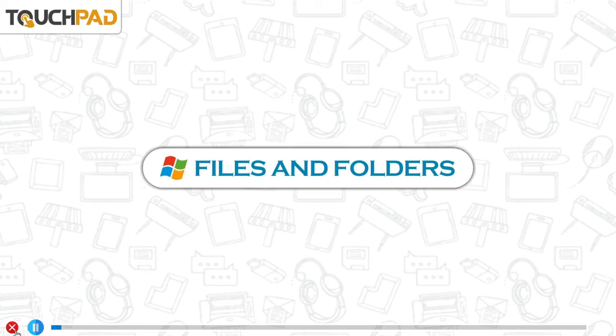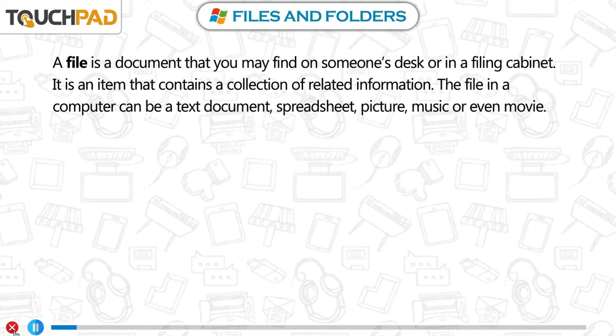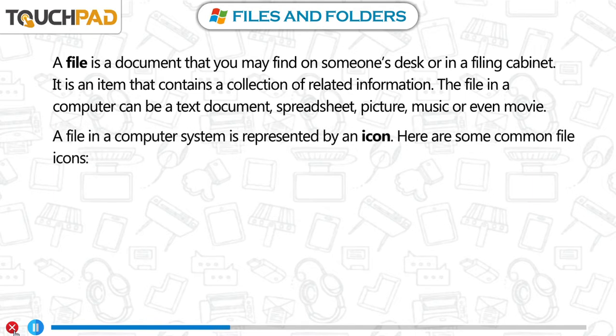Files and folders. A file is a document that you may find on someone's desk or in a filing cabinet. It is an item that contains a collection of related information. The file in a computer can be a text document, spreadsheet, picture, music, or even movie. A file in a computer system is represented by an icon.